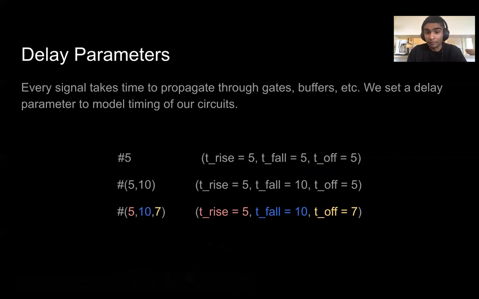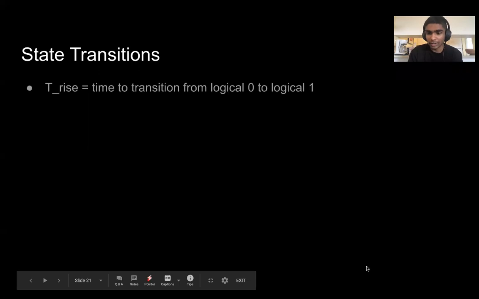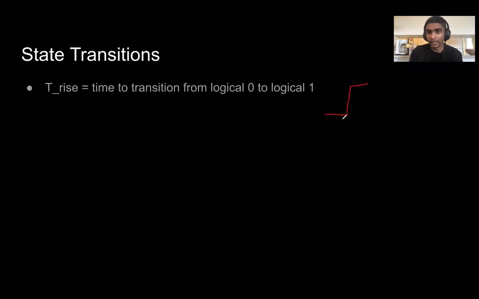You might be asking, all right, cool, what does T rise, T fall, and T off actually mean? Let's talk about it. So, state transitions. T rise is the time it takes for a gate to transition from a logical 0 to a logical 1. So if you're looking at the actual waveform, it would look something like this. And then this time here, where we are transitioning from 0 to 1, is the rise time.